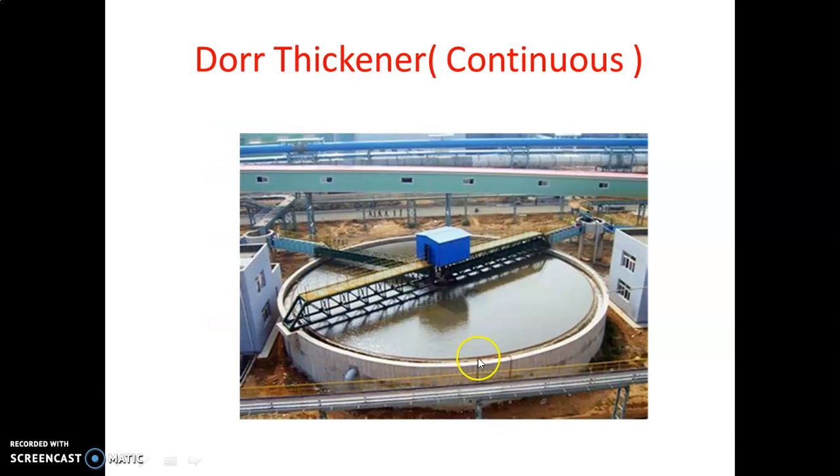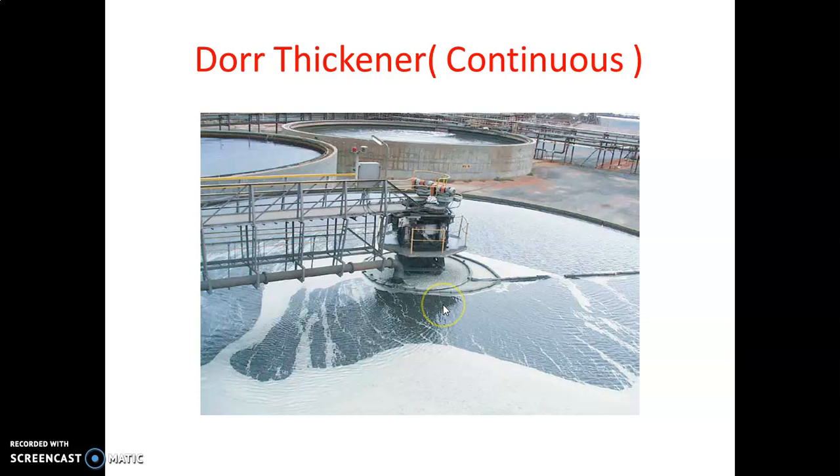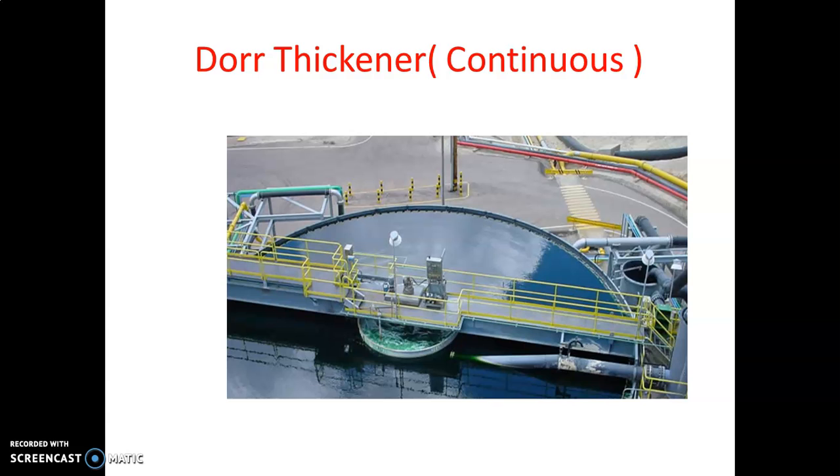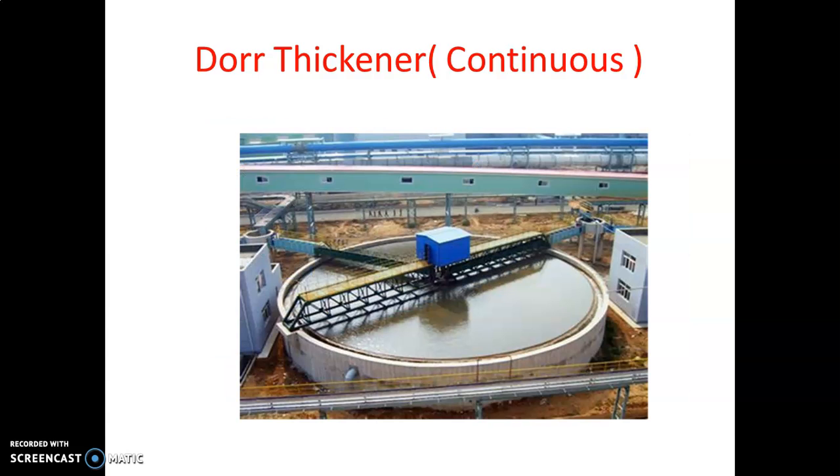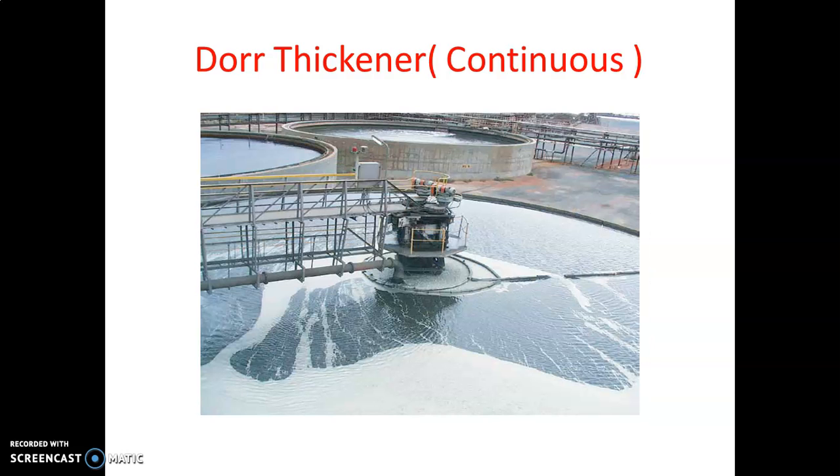And again this is the actual top view. Here we have the overflow. It is called a launder, and this is the driving mechanism. Again there is another figure of the Dorr thickener. Okay, so these are some actual photos of the Dorr thickener that is used in the chemical or petrochemical industry.